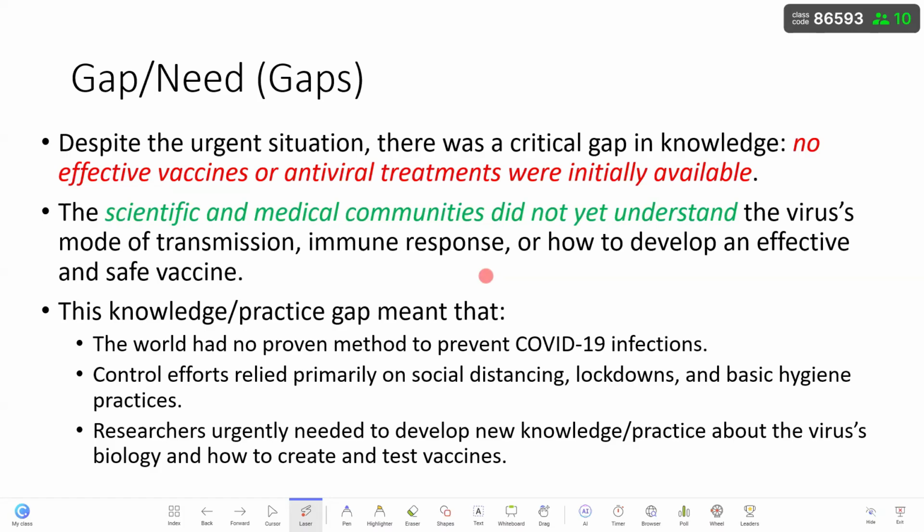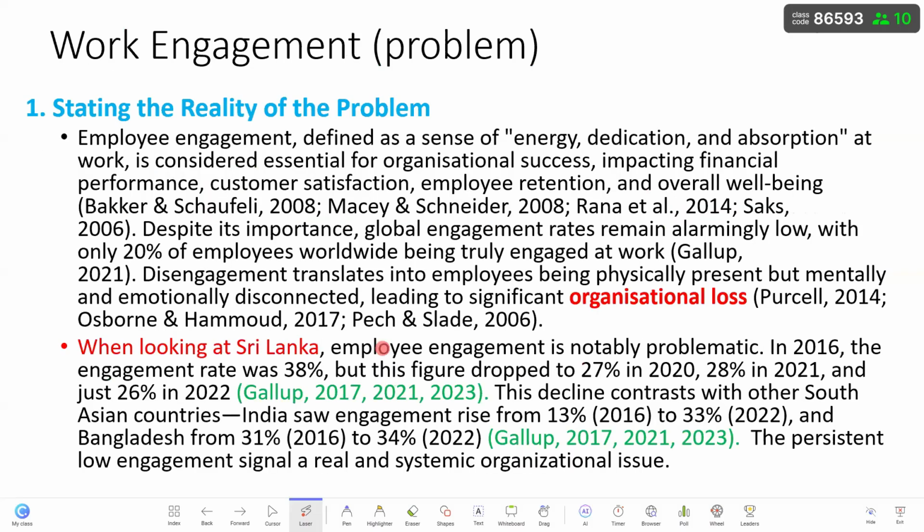Since today's topic is how you can review the current knowledge, find a topic and develop your problem, see this one rather than the previous one. This is more specific. You have so many citations, right? Work engagement is the problem. Since you all come from HRM backgrounds, I believe, I'm taking an example from HRM. So how is work engagement a problem today, right?